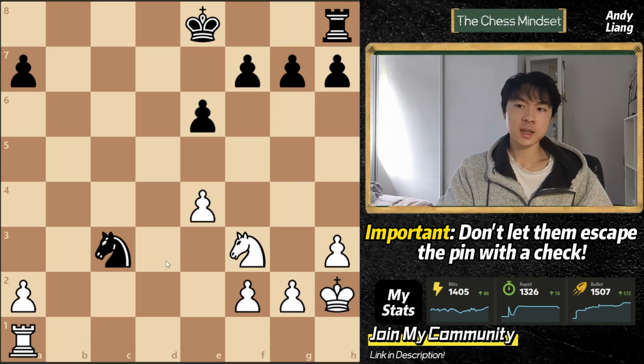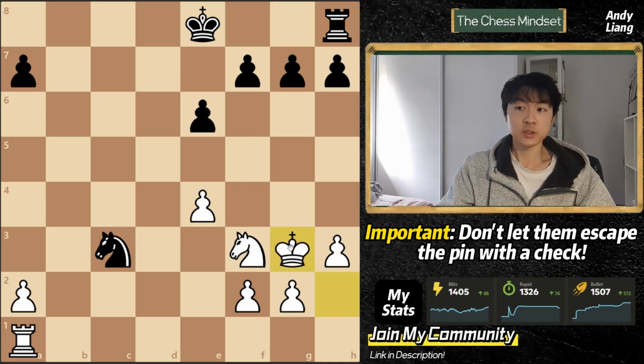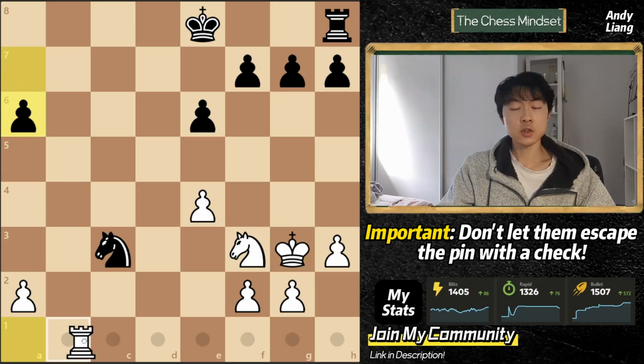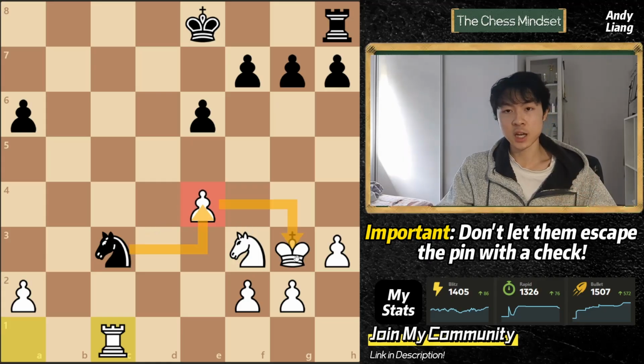So let's just say, back in this position, you play something like king to g3, for example, and your opponent plays something like a6, and now you try the same tactic: rook to c1. You think, okay, if they move the knight, then I'm going to check the king and then grab the rook. But in this case, you actually will blunder, because the knight can actually move and give you a check.